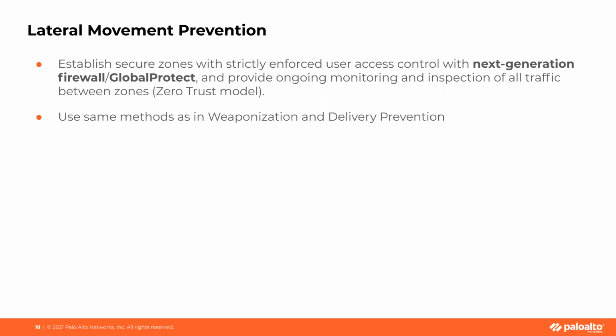And then once we have the segmentation and the prevention in place, we can use the same methods that we use in weaponization and delivery prevention. So all these methods, URL filtering, vulnerability protection, antivirus, all these methods will work. It's just important that these traffic flows are protected by Prisma Access firewalls or other on-prem firewalls.